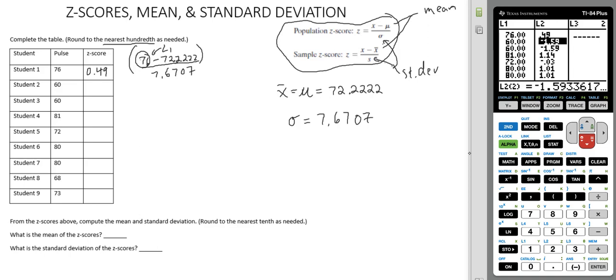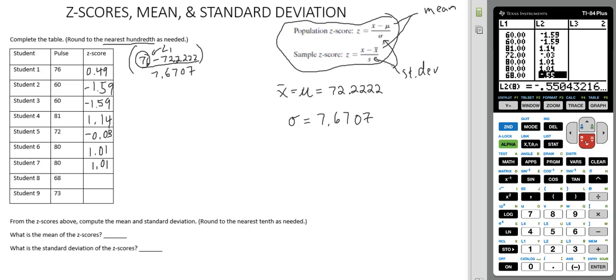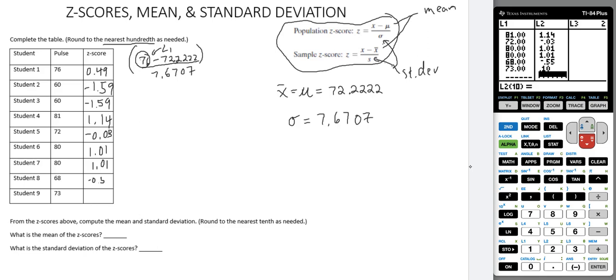So now I can fill in these values pretty quickly. Negative 1.59, negative 1.59, 81 is 1.14, 72 is negative 0.03, 80 is 1.01. Of course, the other 80 would also be the same. And scroll down. Then 68 is negative 0.55, and 73 is 0.10. And so now I have all of that put in.